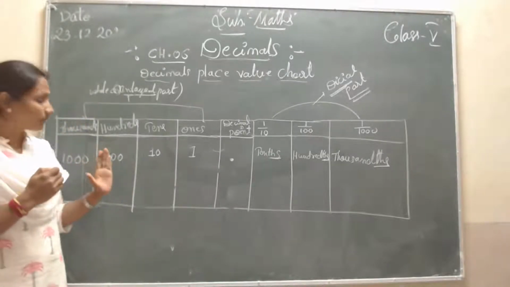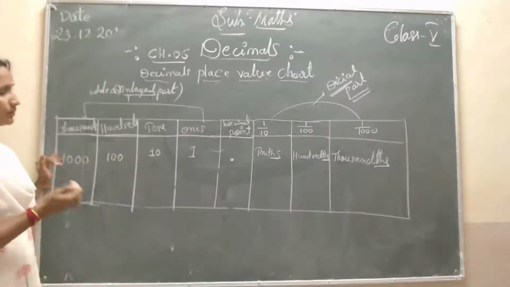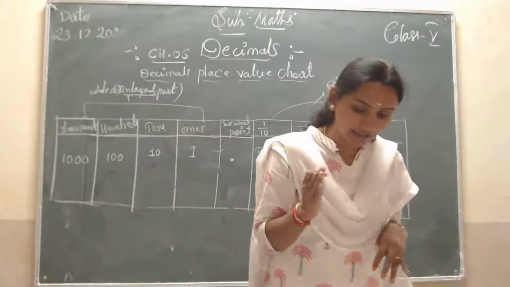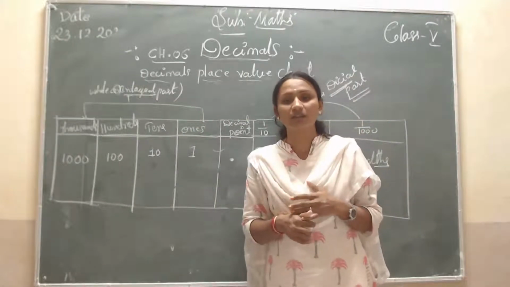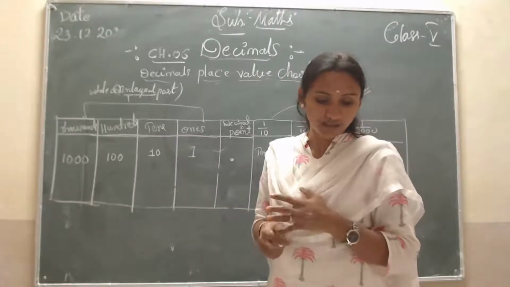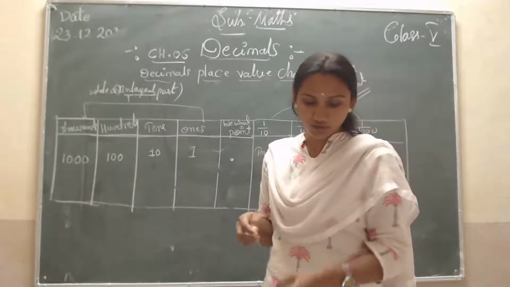This is ones, tens, hundreds, thousands, ten thousands, a hundred thousand. So it continues like 1000, 10,000. But here you just have to open the page number you already read. That is page number 82, already given here: the decimal place value chart.